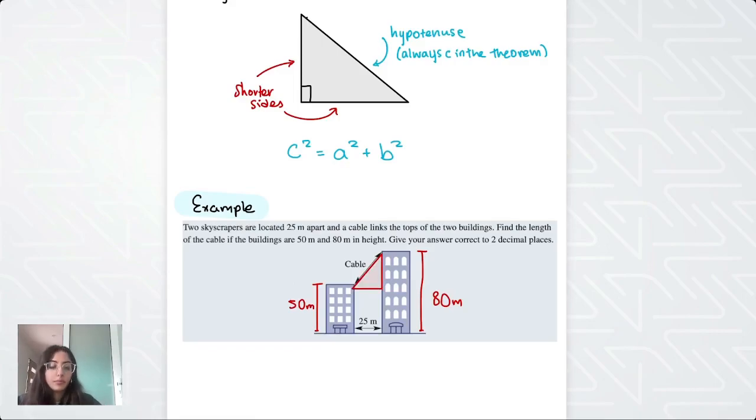I was trying to find the cable. Yep, you're trying to find the cable. That's exactly right.